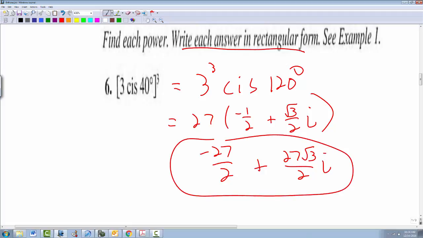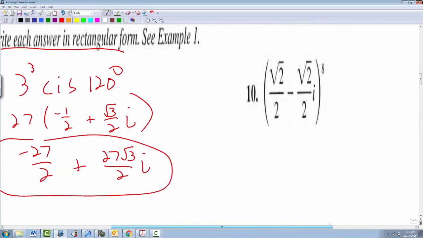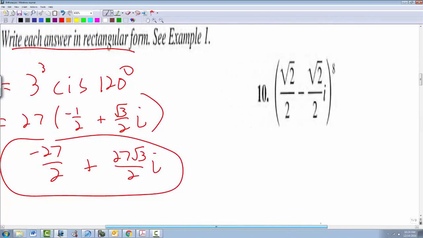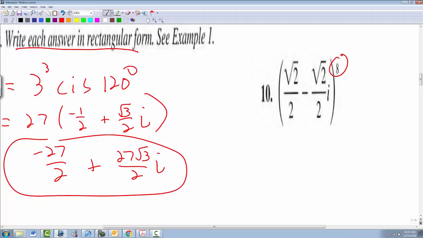And that's the answer. Okay, so that one, great. Whatever. But then look at this one. How many times would you have to FOIL this one? 8? Are you kidding me? Actually, 7. You do realize they take 2 parentheses. That's one of them.